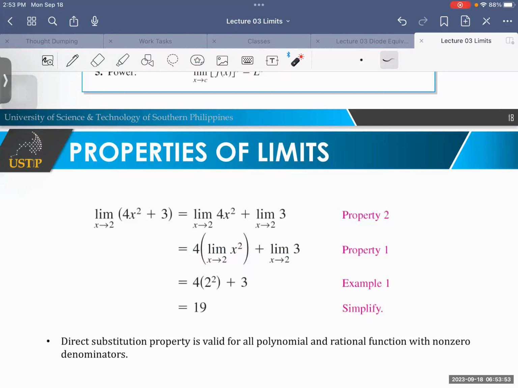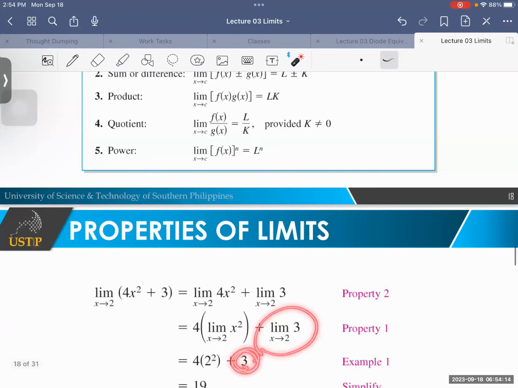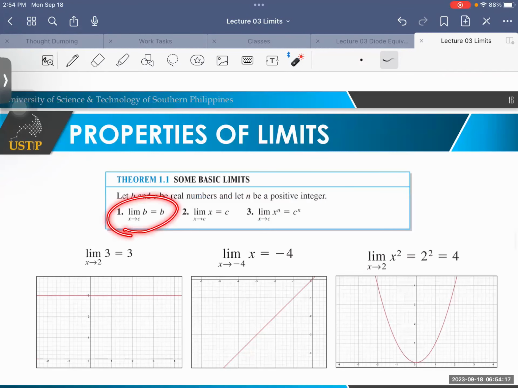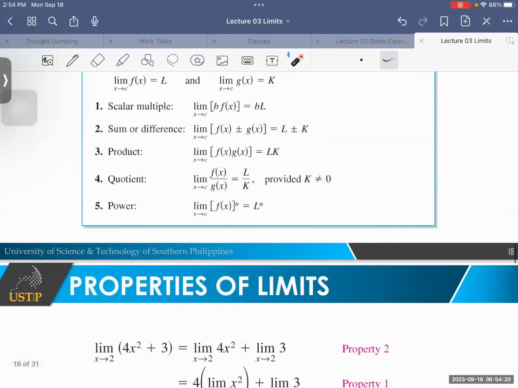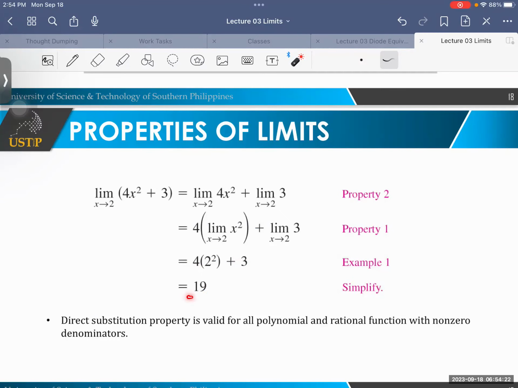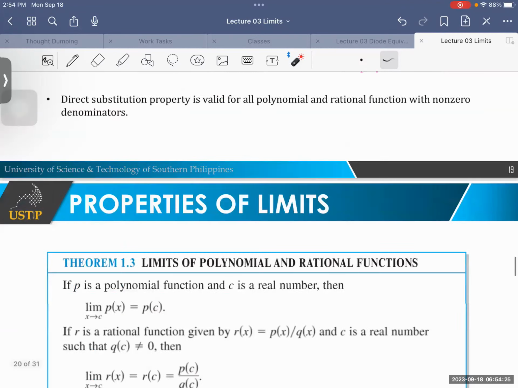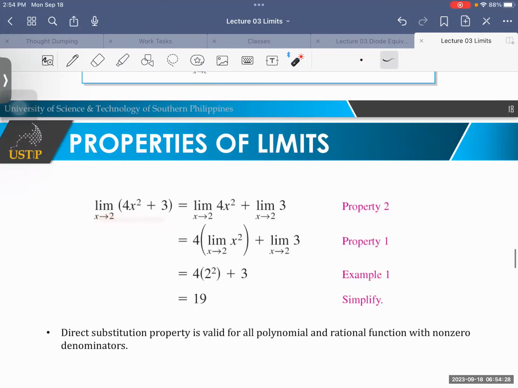So we rewrote it in this way. It takes a while, class, just to apply the properties of limits, but actually you can just plug in the value. And here, we can substitute the value of 2. So, 2 squared, multiplied by 4, plus 3. That is a constant function, and that property is the first one, the constant function. So altogether, you will get 19. You can graph it and you will see that as x approaches 2, the value of your limit will approach 19.